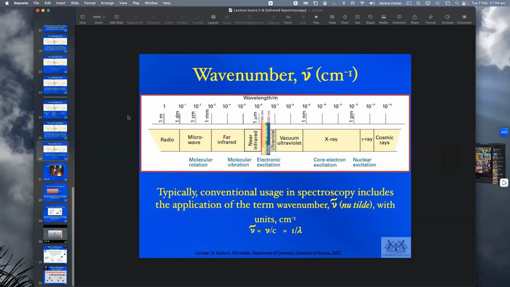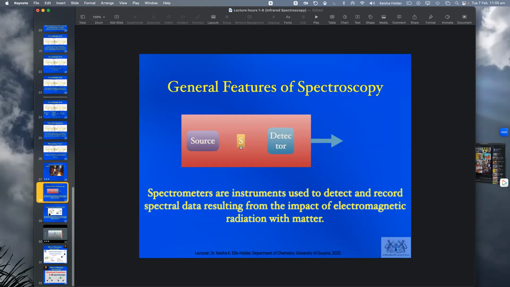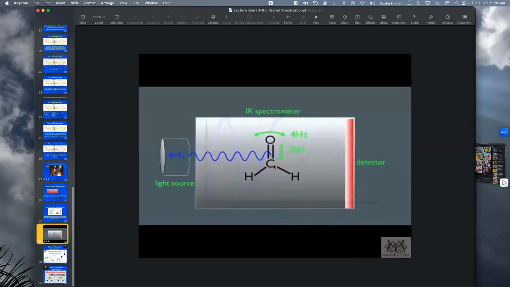So what then happens is the rest of the radiation that is not absorbed will be transmitted at 100%, and the detector will identify it as such. So what we have is a detector or a substance that is able to register the presence of the radiation. Our detector would have to be infrared sensitive.